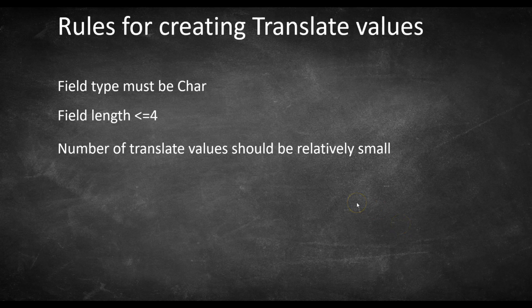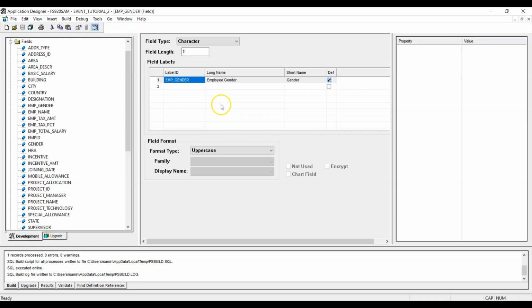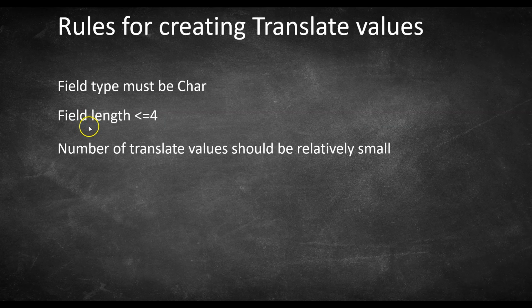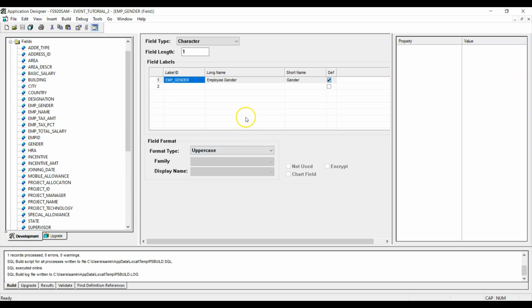Coming to rules for creating translate values, we must select the field type as character. As we can see in the employee gender field, we have selected the field type as character. Then the length of the field should be less than or equal to 4, which means it can be anywhere from 1 to 4. As we can see in the example, we have given the field length as 1. So this is a valid field in order to create translate values.